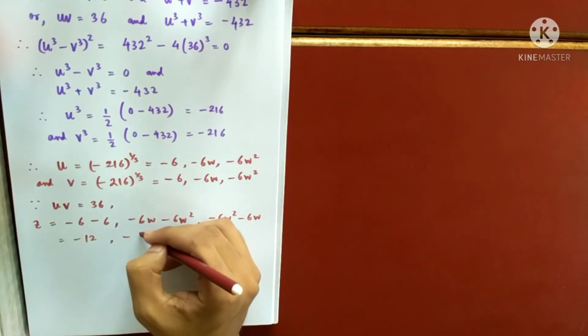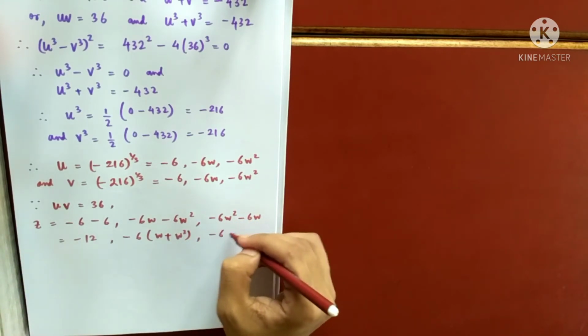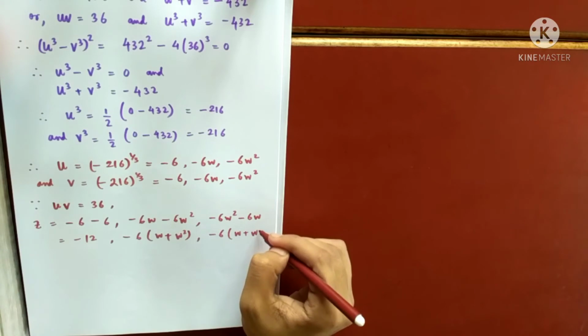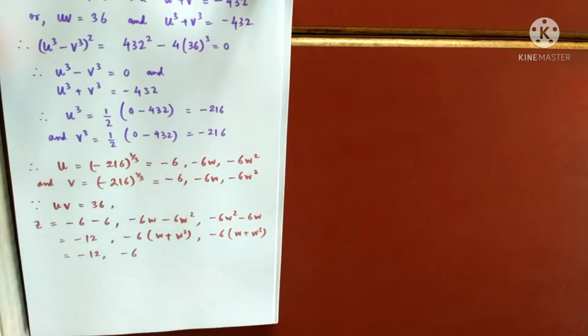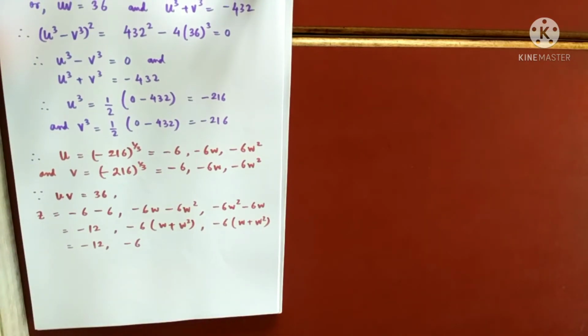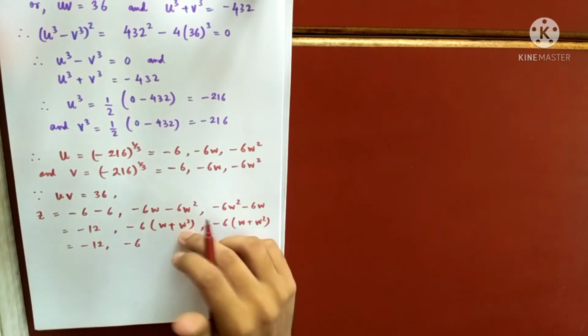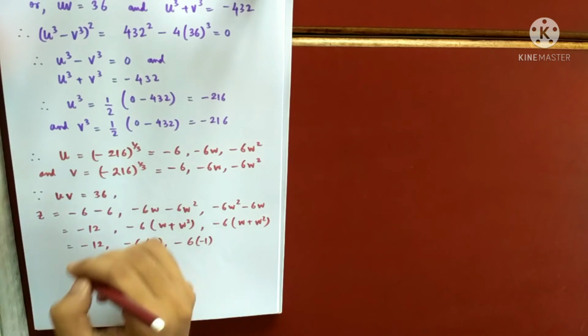It is coming as minus 6 if I take common, omega plus omega square. And if I take minus 6 common, again it is coming as omega plus omega square. That is minus 12. You know what omega plus omega square is? It is minus 1, because 1 plus omega square is 0. That is again very obvious. Omega is the root of the equation x square plus x plus 1 equals 0. So omega square plus omega plus 1 equals 0, so omega plus omega square will be minus 1. So same here, minus 1. You may write a reason for that.